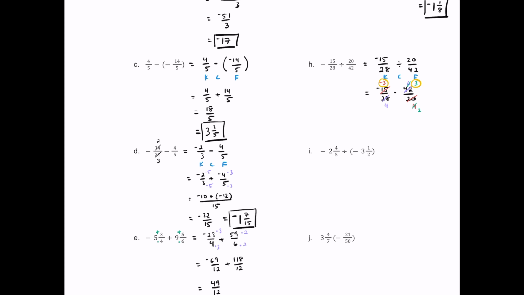Negative 3 times positive 3 is going to be negative 9. And on bottom, 4 times 2 is going to be 8. Is it the same as last one? Negative 1 and 1/8? I guess so.